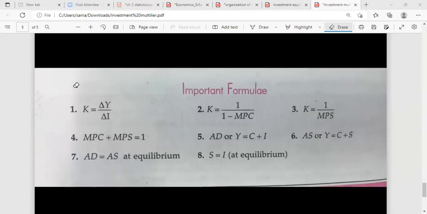Now, these are the important formulas which you have to write down. Okay, write them down. These are the important formulas.